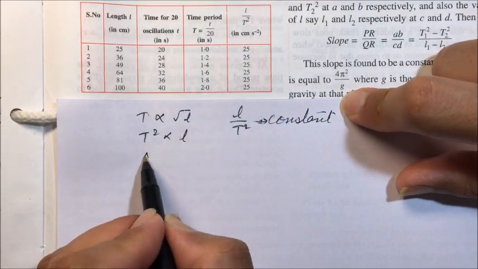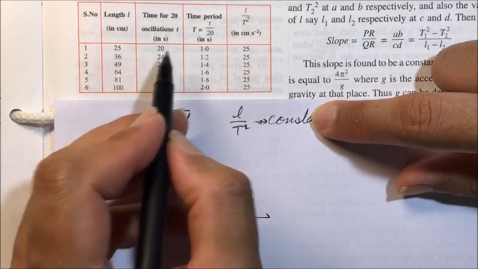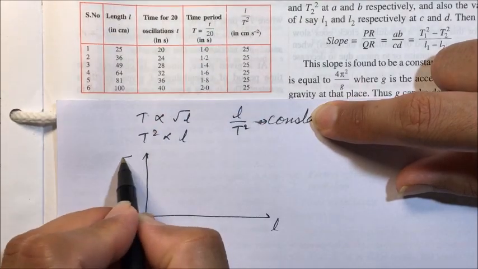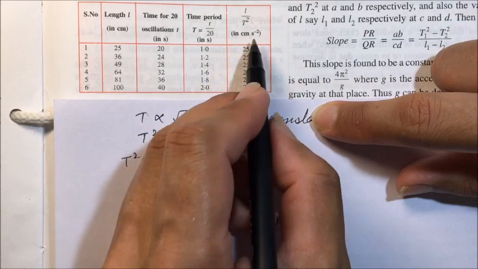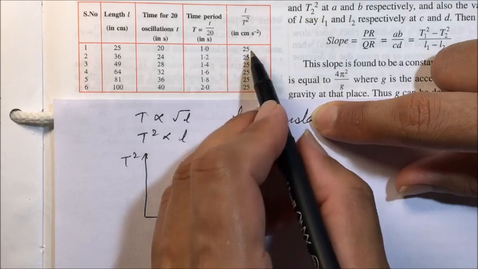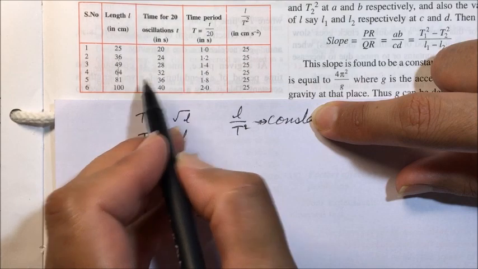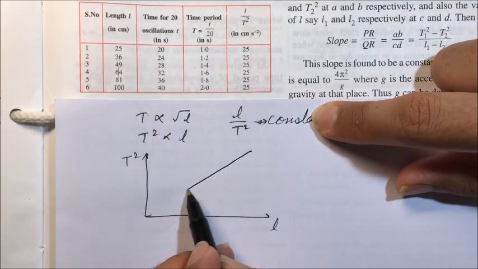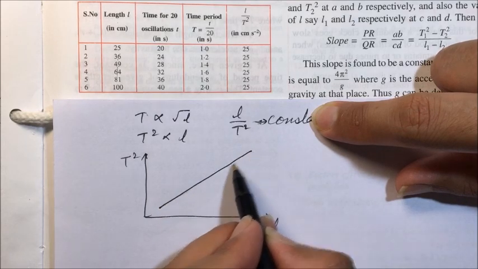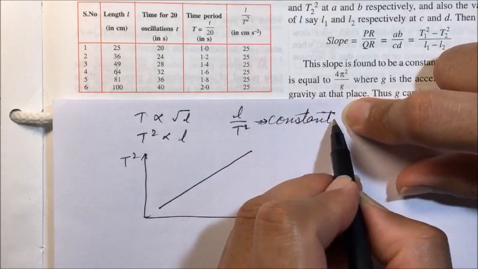Now if we plot it on the graph, here we are changing the length, and corresponding to it we have calculated the time period. So length will be taken on the x-axis, and on the y-axis we are taking T square, the square of the time period. We have to show that L upon T square is a constant, so it's a straight line. If we plot L and T square, we are getting a straight line. Straight line means the slope remains constant for all the values of L.